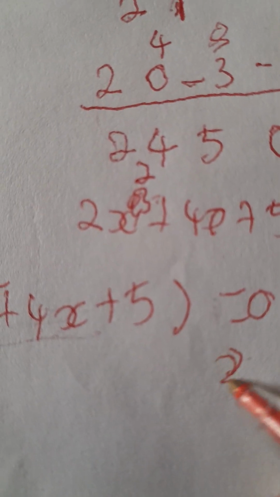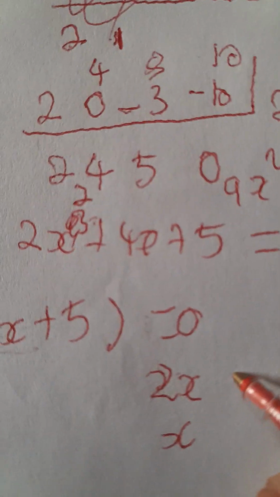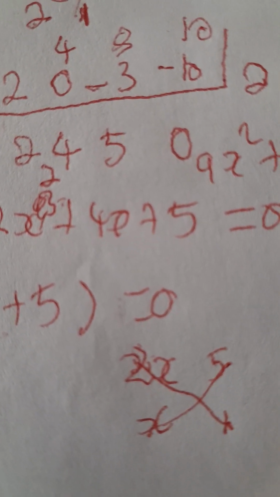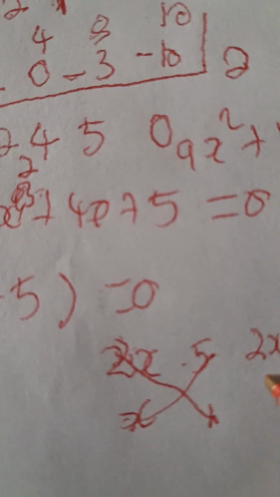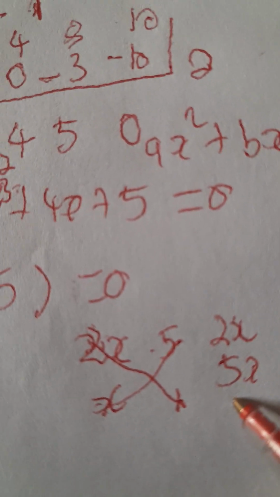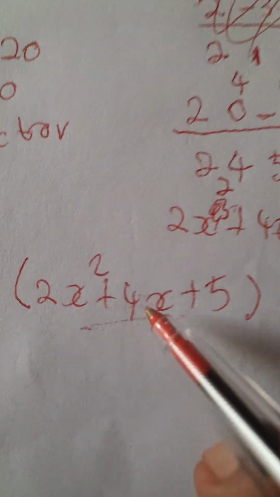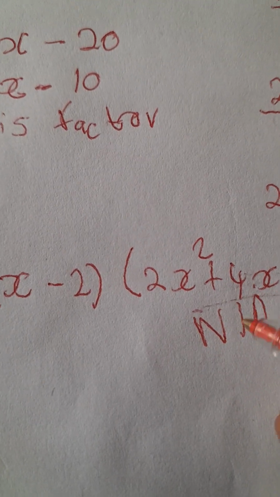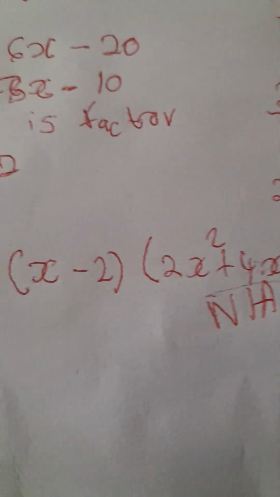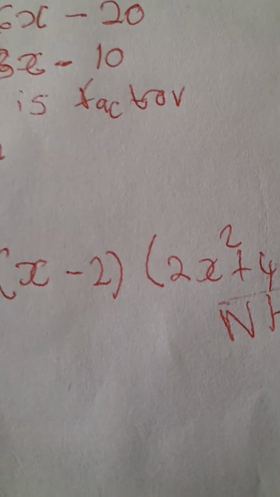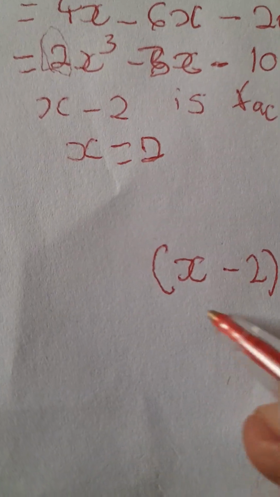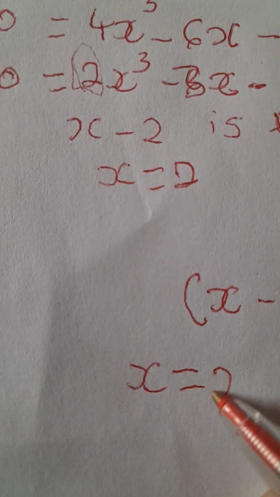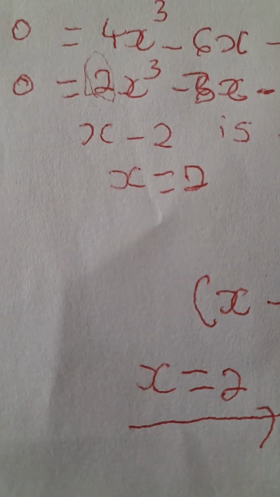We have 2x squared, it will be 2x, and 5 will be 5 and 1. Using a cross method, 2 times this is going to be 2x, and 5 times this is going to be 5x. 2x plus 5x doesn't give us 4. So this doesn't work. This is not applicable. Even if you use the quadratic formula, it will not work. It will say syntax error. So equating x minus 2 will give us x equals 2. So that will be the solution.